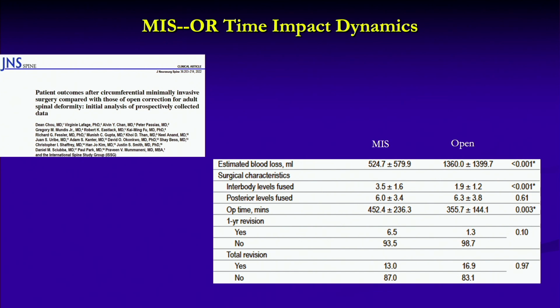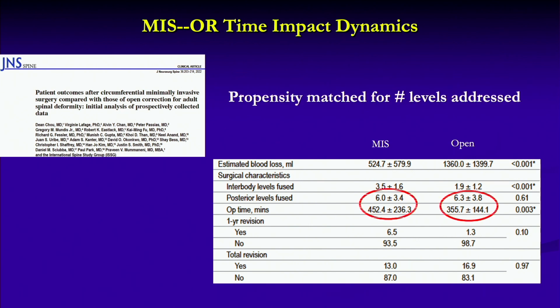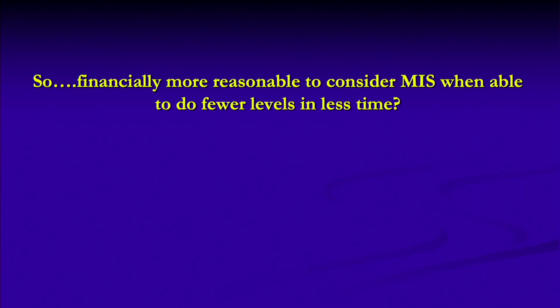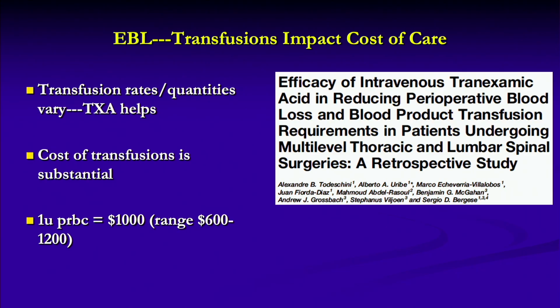In this study, we looked at an open versus MIS group, and you see here that we had a similar number of fusion levels, and with that, the time escalates with MIS relative to open. So I think if you're going to be looking at this comparison, you have to be really thoughtful about exactly what the deformity is, if you could tackle with fewer levels, and what the time impact is. EBL is a real issue.